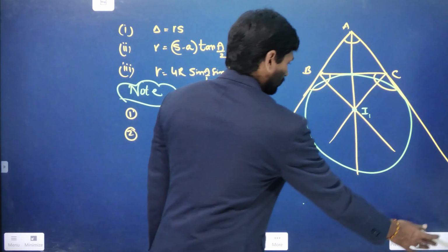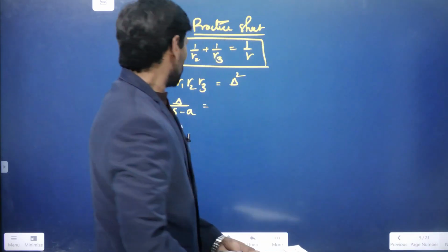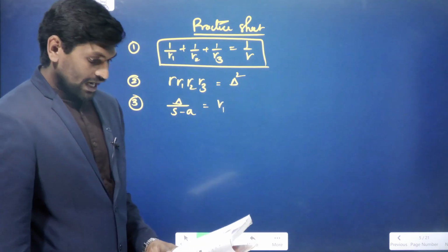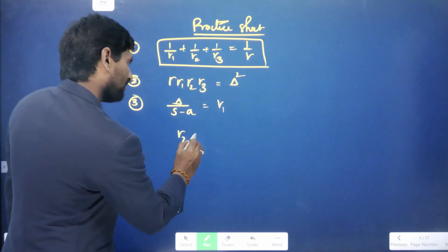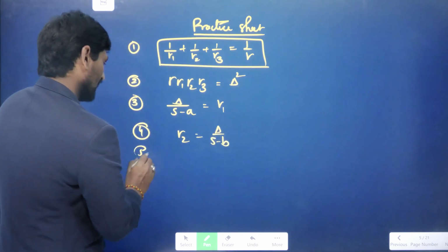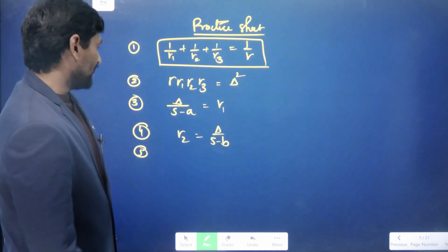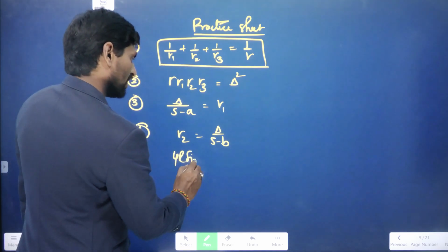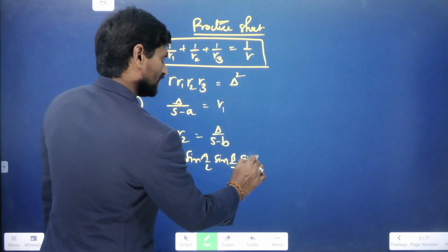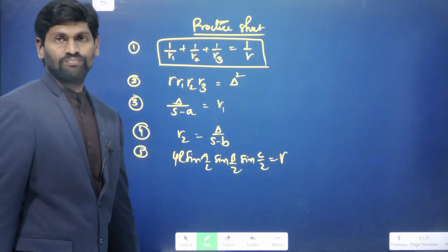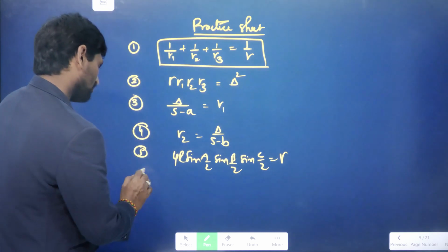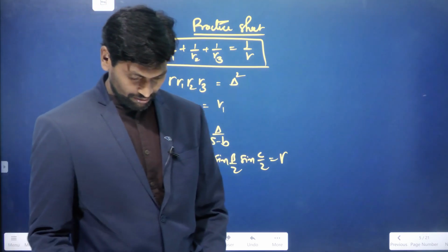Okay? So observing the third question, delta by s minus a is equal to R1, and in the fourth question, the R2 value is given. How can we write R2? Delta by s minus b. And the fifth question, 4R into sin A by 2 into sin B by 2 into sin C by 2 is nothing but small r, the radius of the incircle.